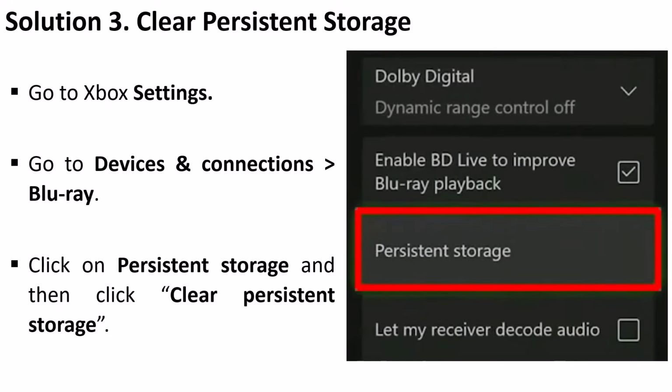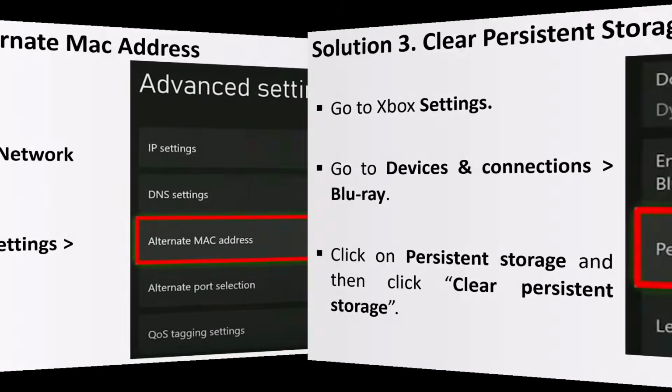Next solution is to clear persistent storage. Go to Xbox settings, go to Devices and Connections, Blu-ray, click on Persistent Storage and then click on Clear Persistent Storage. Now if you don't see these features on your Xbox console, then skip this solution.